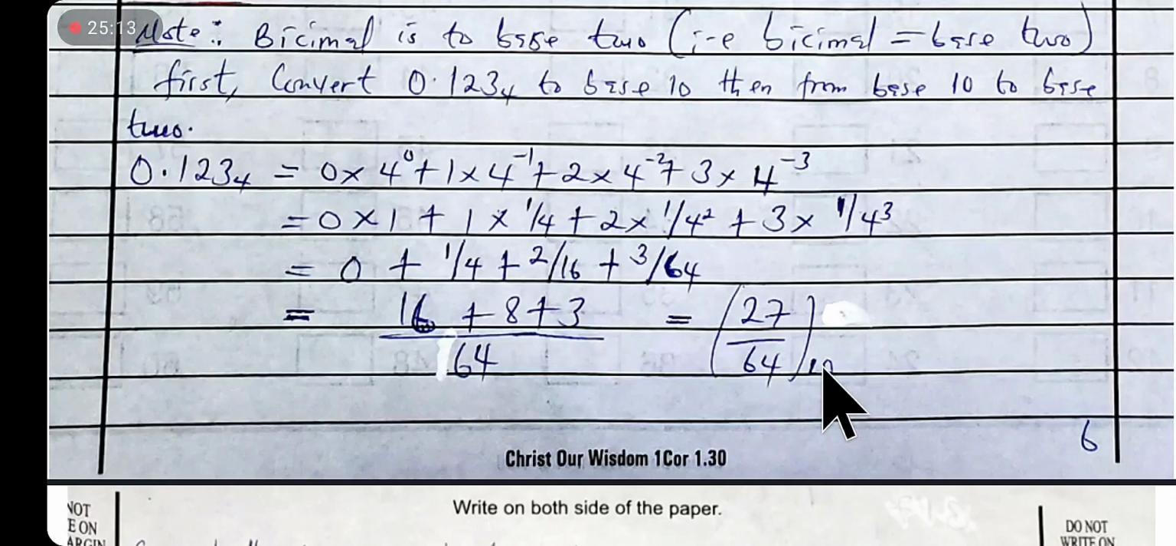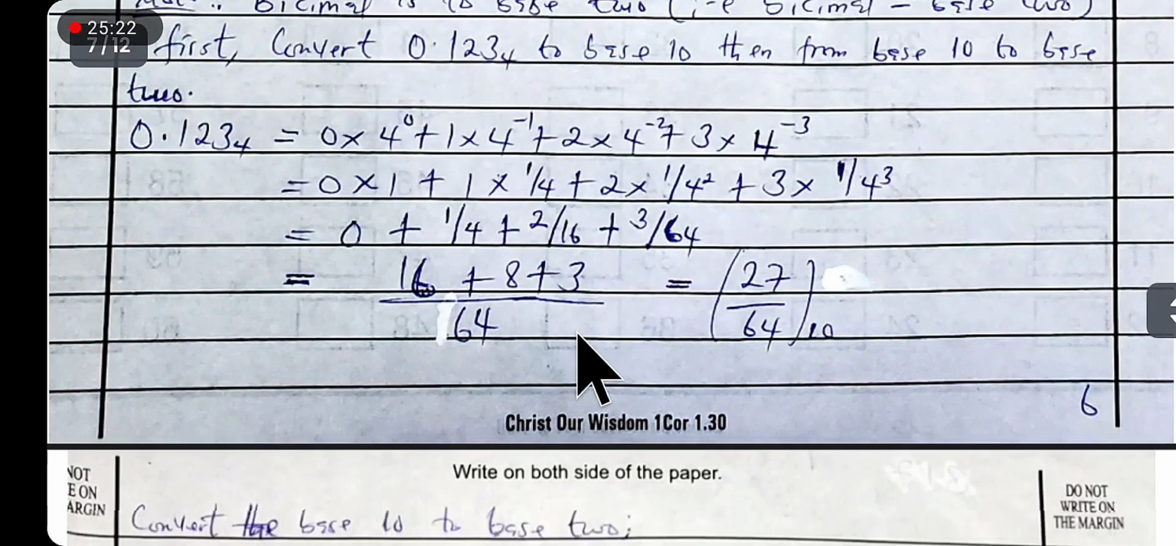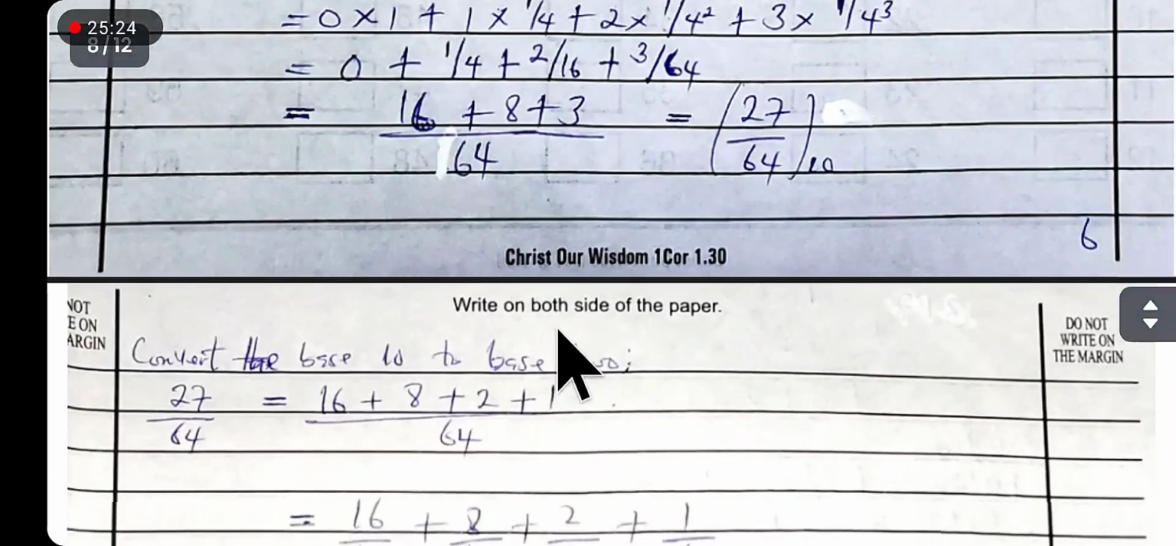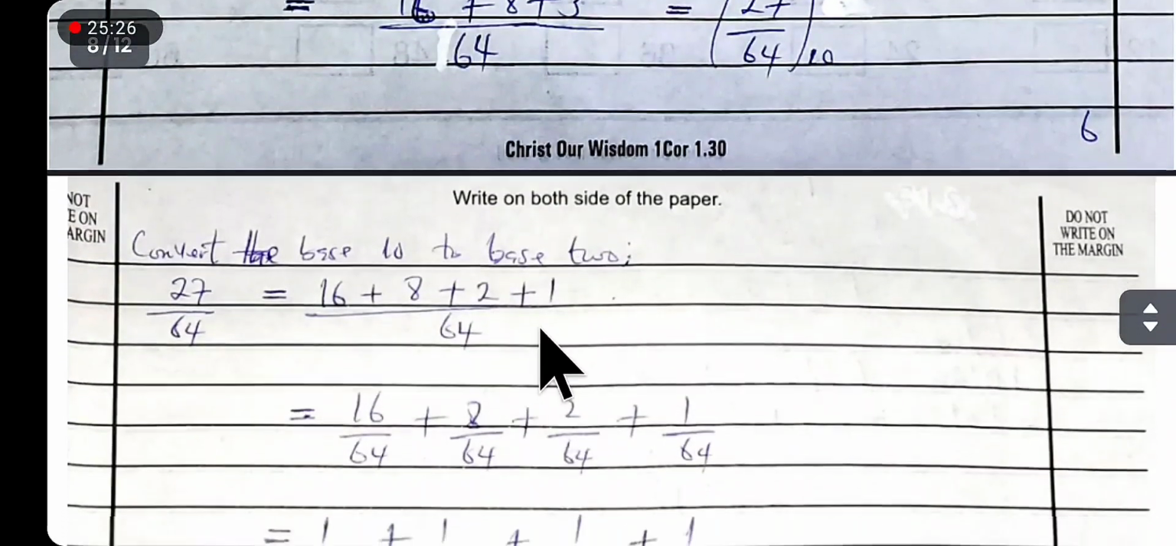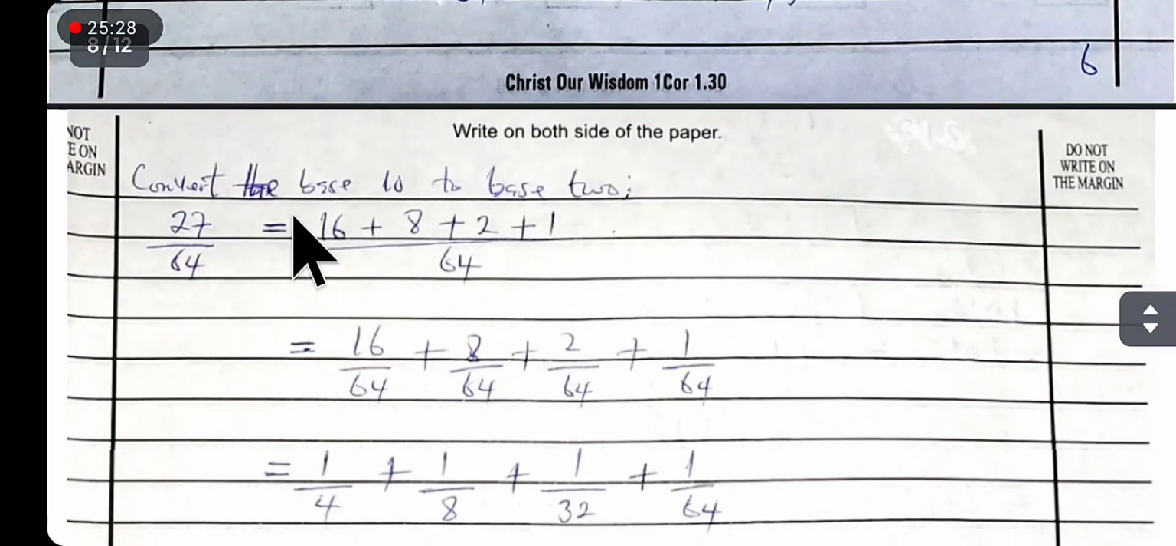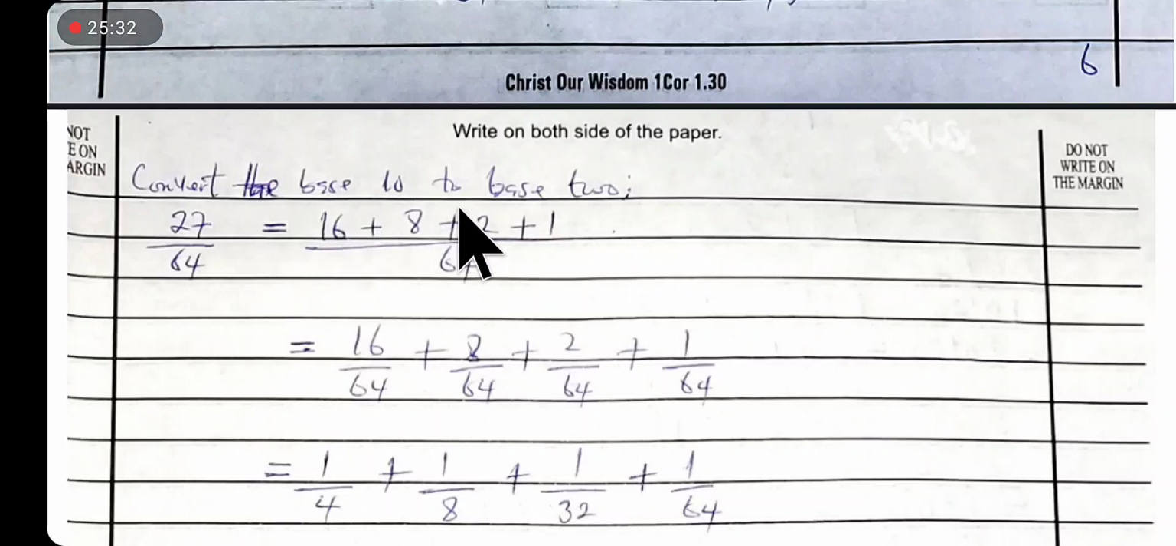So you discover that 16 plus 8 plus 3 is 27 all over 64 in base 10. Now we have this number in base 10, so we have to convert it from base 10 to base 2. This is what is obtainable.